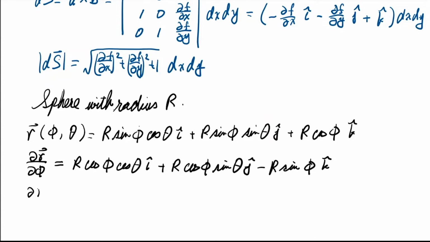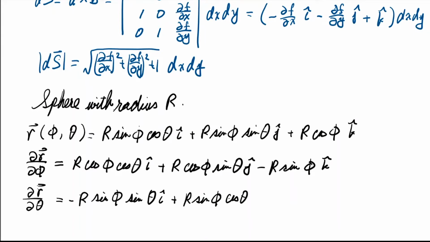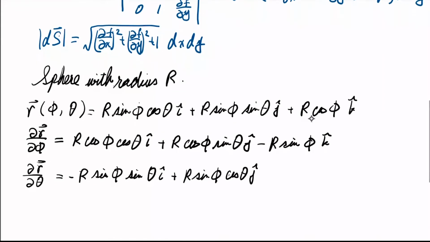The other partial derivative is with respect to theta. So this turns into negative r sine phi sine theta i vector, and the next one turns into r sine phi cosine theta j vector, correct? And the last one dies, so 0 k vector.